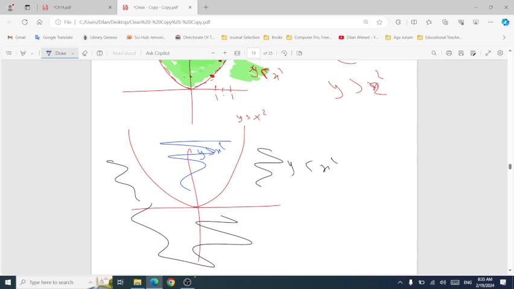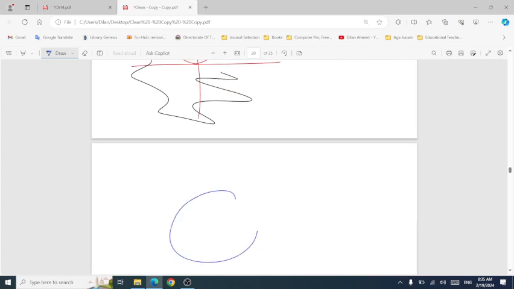You don't get it? Okay. I have a ball, circle, whatever you see. I have 3 cases: boundary, inside, outside. Clear?